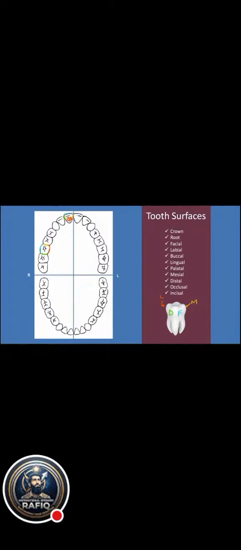And you can imagine that everything would be kind of a mirror image to the other side of the mouth. So this would be the distal surface for tooth number 9. This would be the distal surface for tooth number 14, for instance.